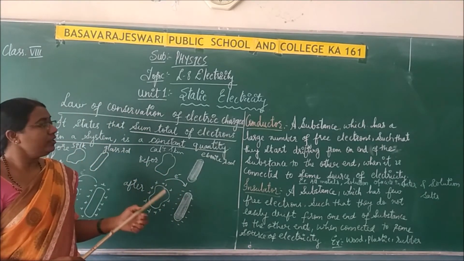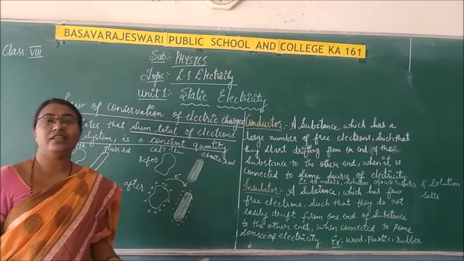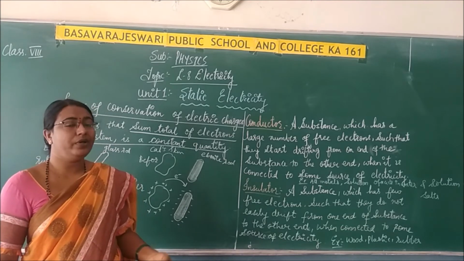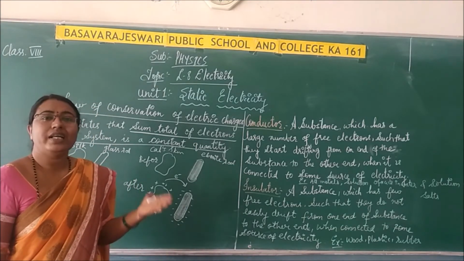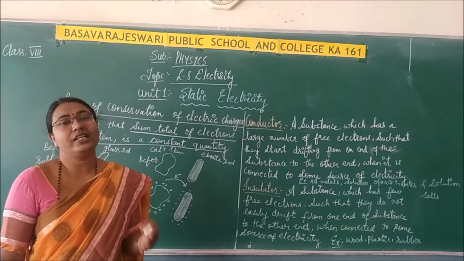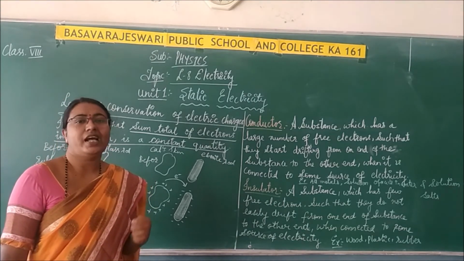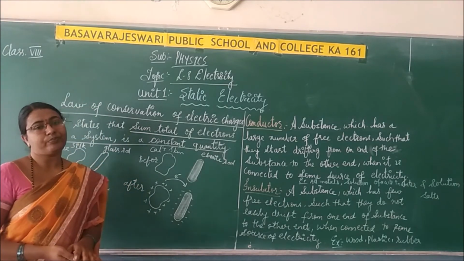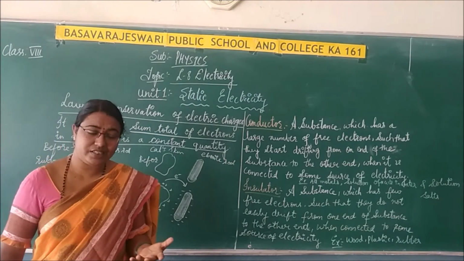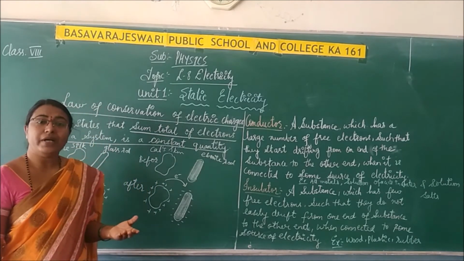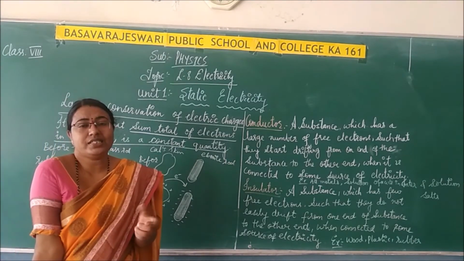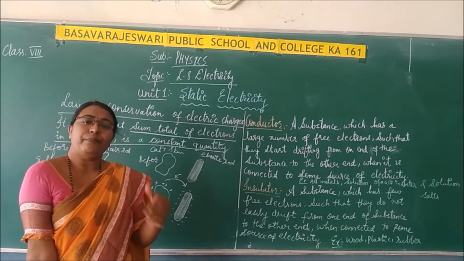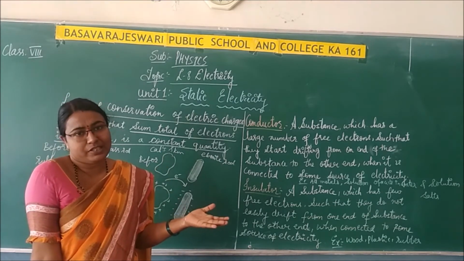So now, in terms of atomic theory, let us learn what are conductors and insulators. Here we are going to understand what exactly happens when the electric current passes through the conductors and insulators. Okay children, now I told you there are free electrons in each and every substance, but the point to be noted here is the number of free electrons in one substance may differ from another substance.